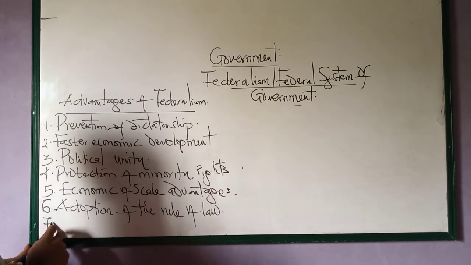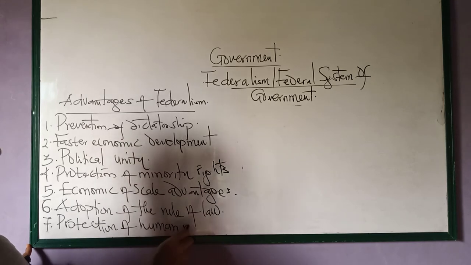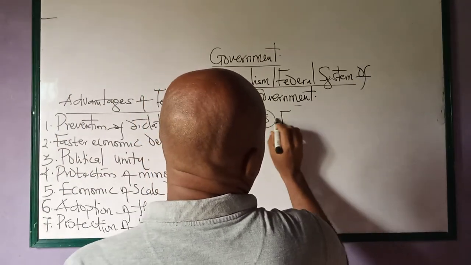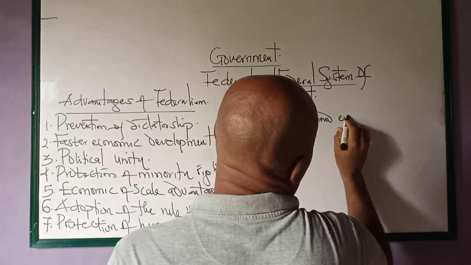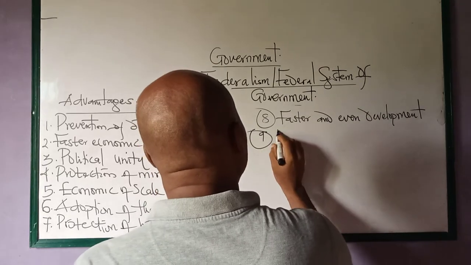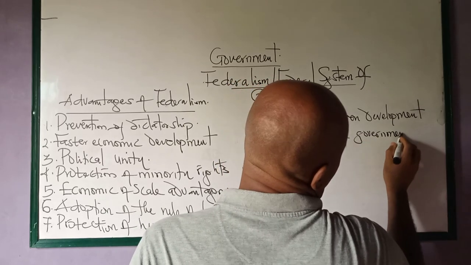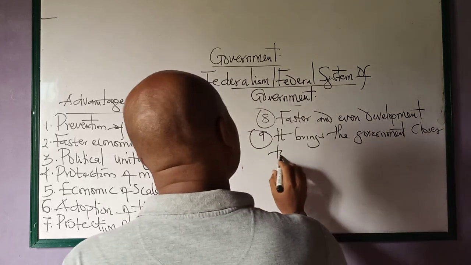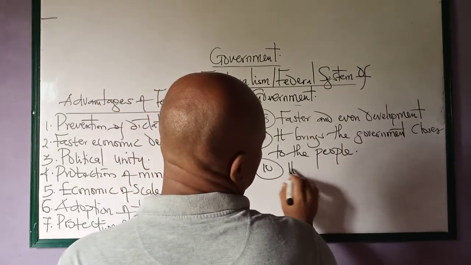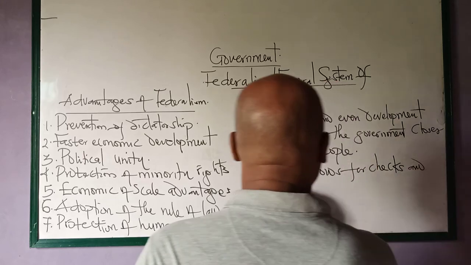Number 7, protection of human rights. Number 8, faster and even development. Number 9, it brings the government closer to the people. Then number 10, it allows for checks and balances.